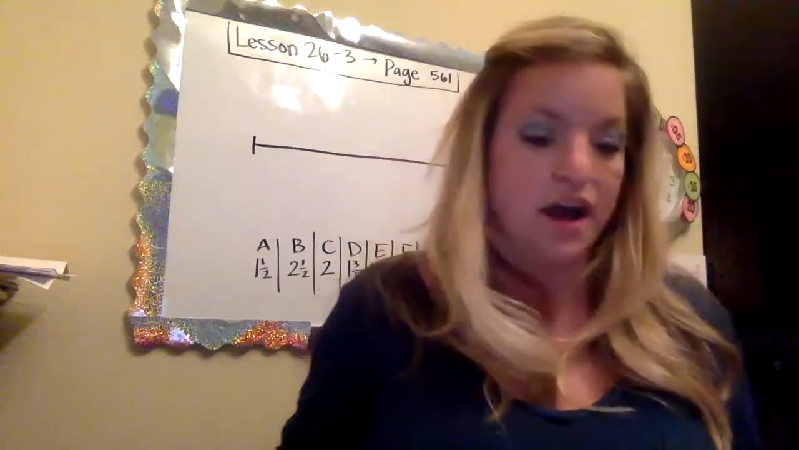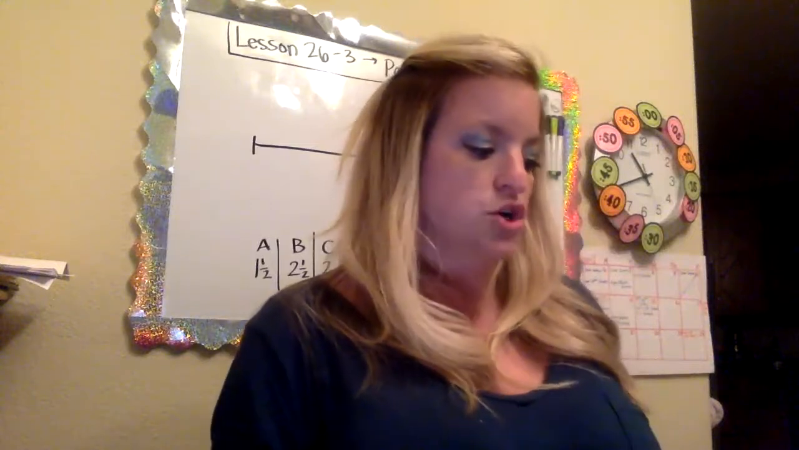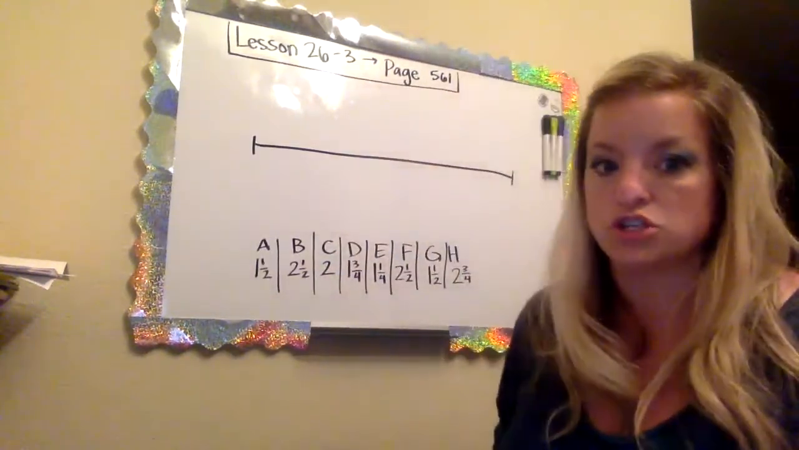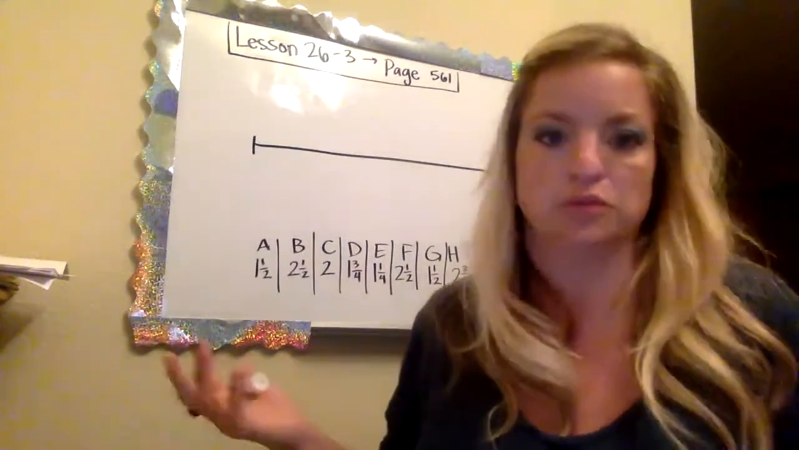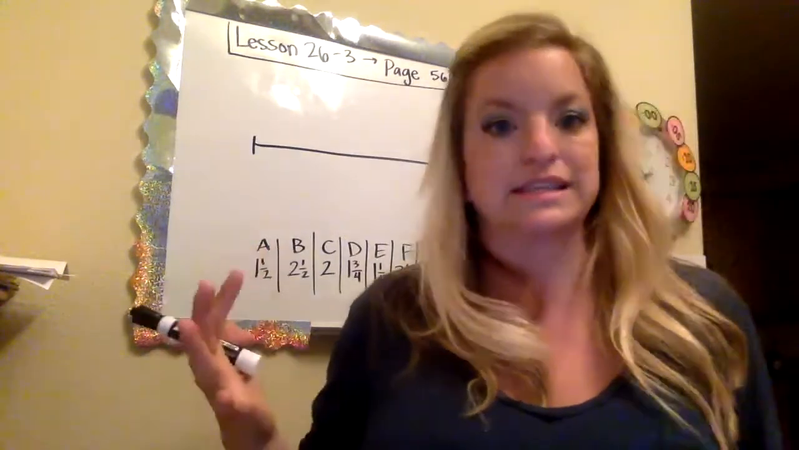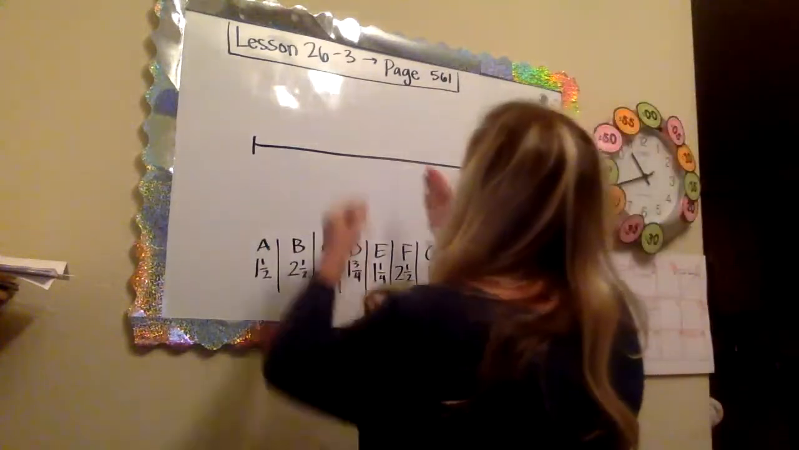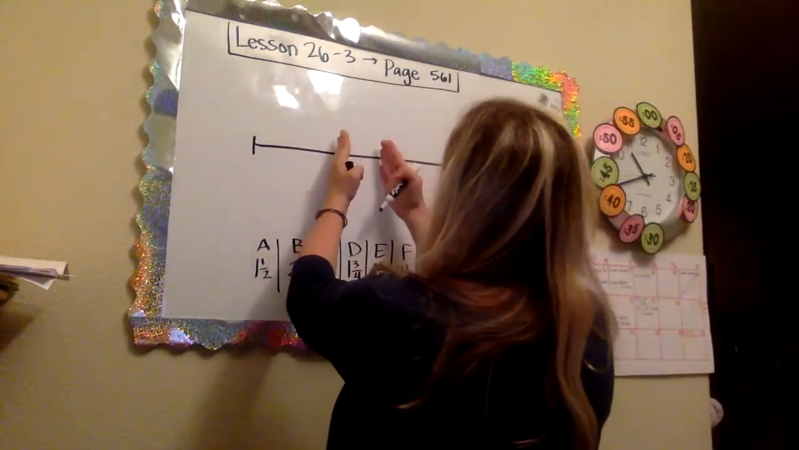On page 561, it says, Brian records the length of his earthworms in the table below. Draw a line plot using Brian's measurement data. So the first thing you need to know is, what spots do I need on my line plot? What is going to be the scale? The scale is the amount from one spot to the next.